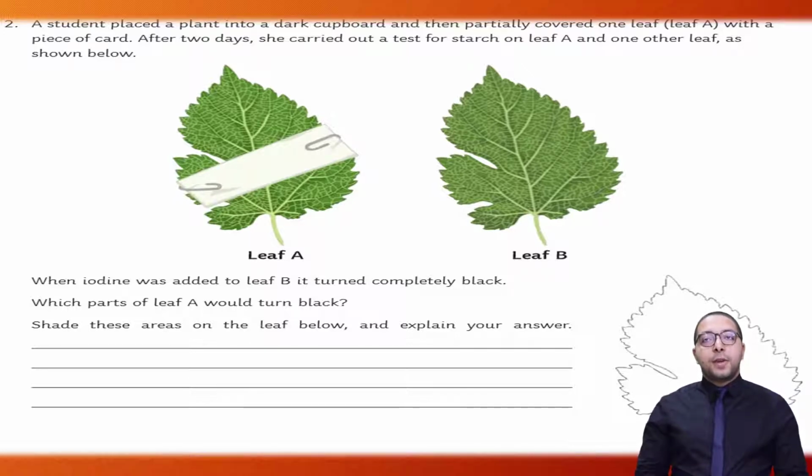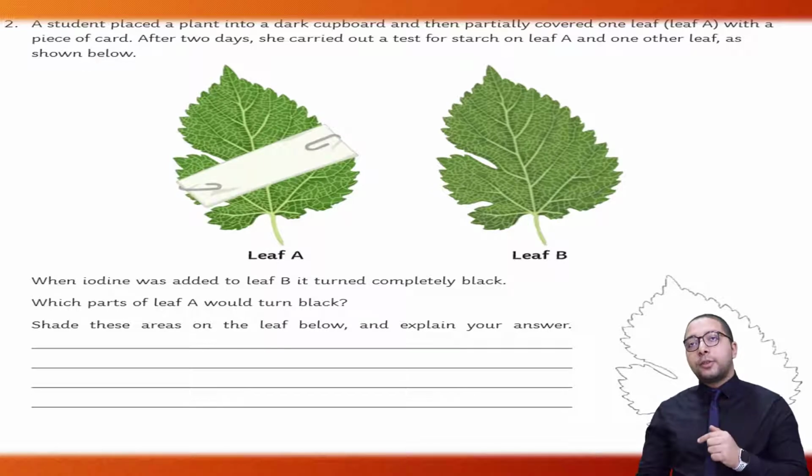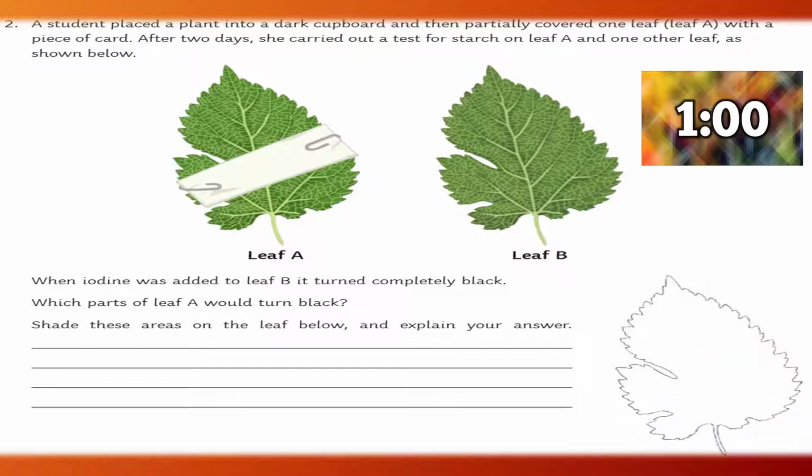Which part of leaf A would turn black? Leaf A has a part which is exposed to the outside, and a part which is covered. I want you to figure out which part exactly will test positive to the iodine. Shade this area on the leaf below and explain your answer. So please take a minute to think about it, and then we're going to find out the answer together.